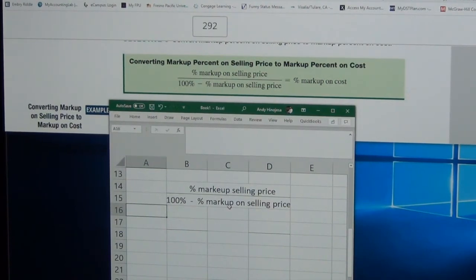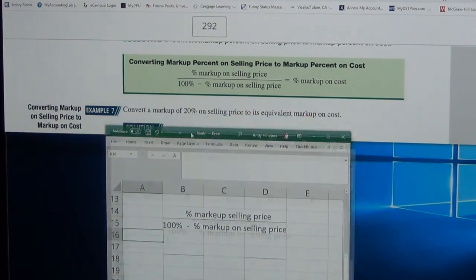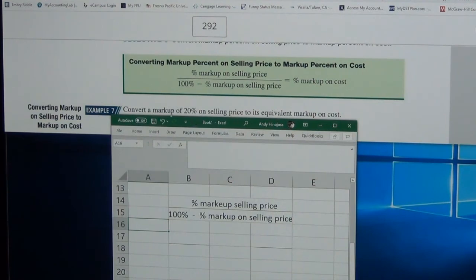Okay, so now that I have my formula adjusted, I can go to the example, to the problem. Convert a markup of 20% on selling price to the equivalent markup on cost. Well, here's the formula to convert to a percentage markup on cost. Convert the selling price to the percent markup on cost.